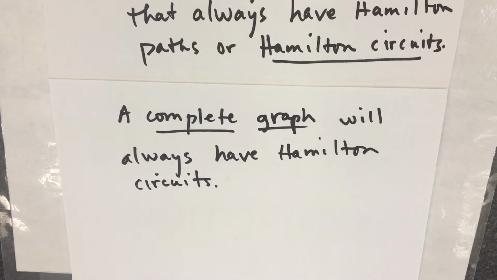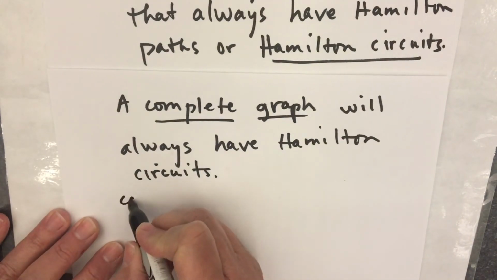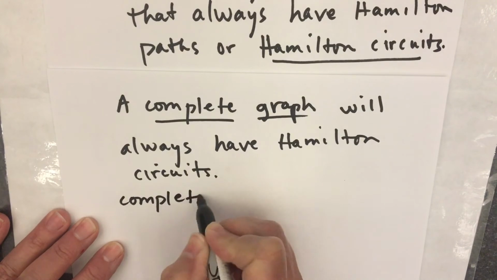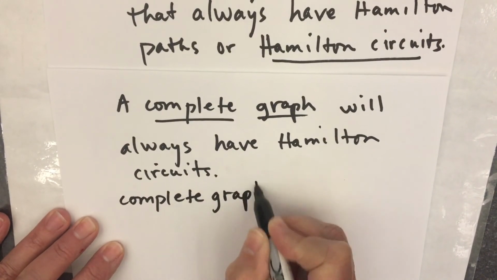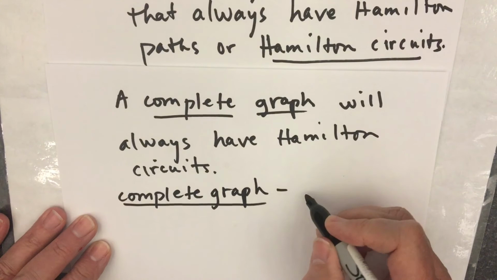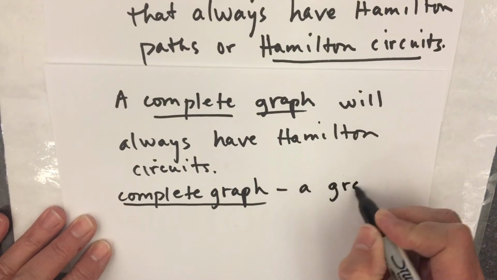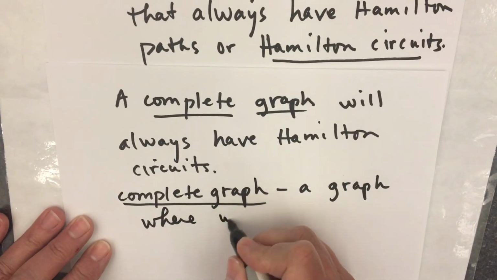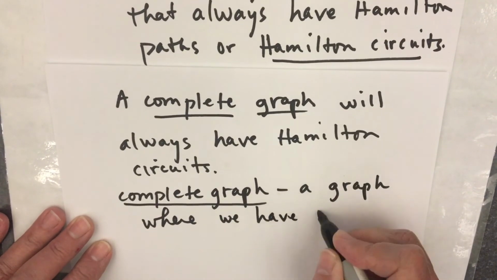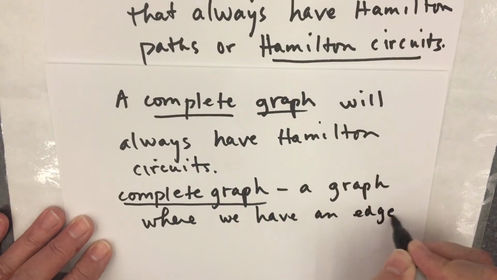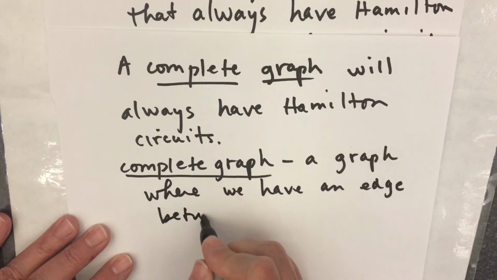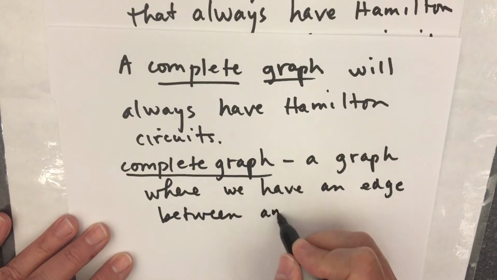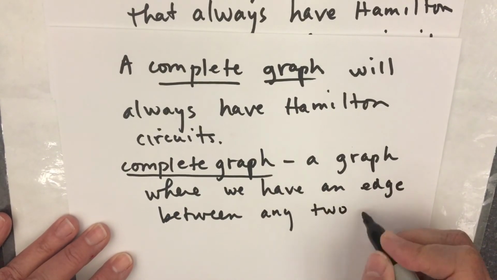So a lot of the questions in the homework deal with complete graphs. So what is a complete graph? I'll give you the definition for that. A complete graph is a graph where we have an edge between any two vertices.